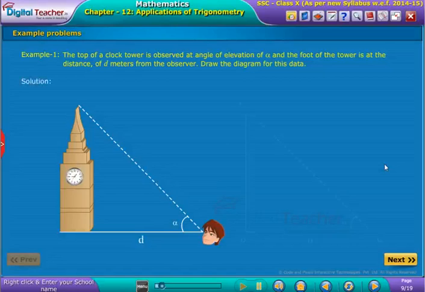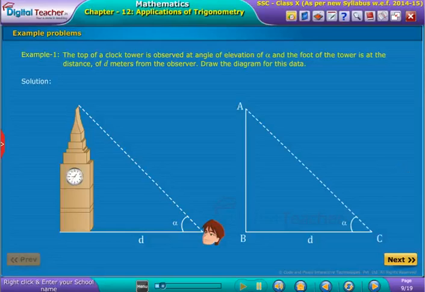Solution. Let us draw a line diagram for the above situation. Here, let d be the distance from the foot of the clock tower to the observer, and let alpha be the angle of elevation to the top of the clock tower.